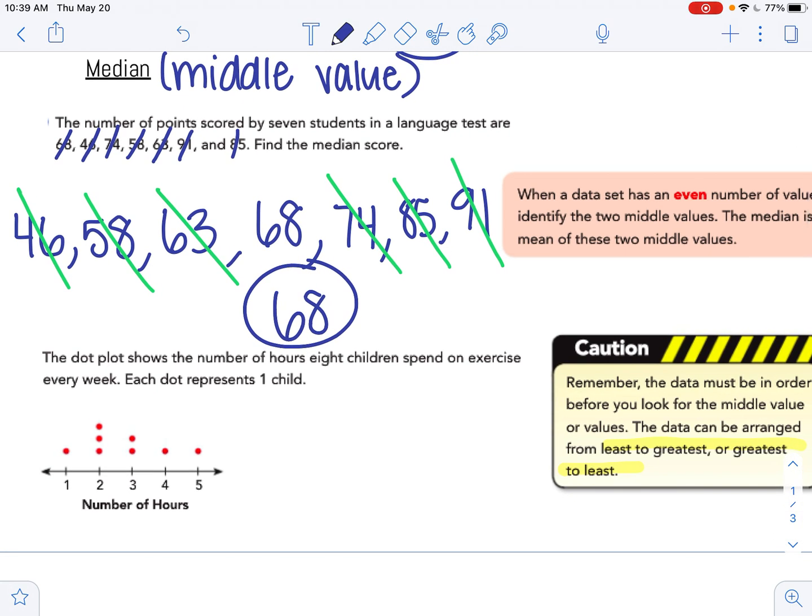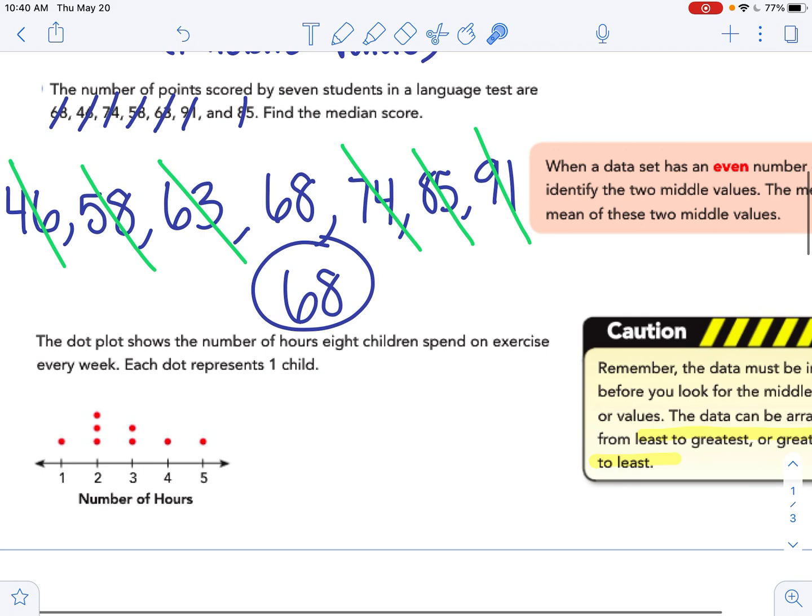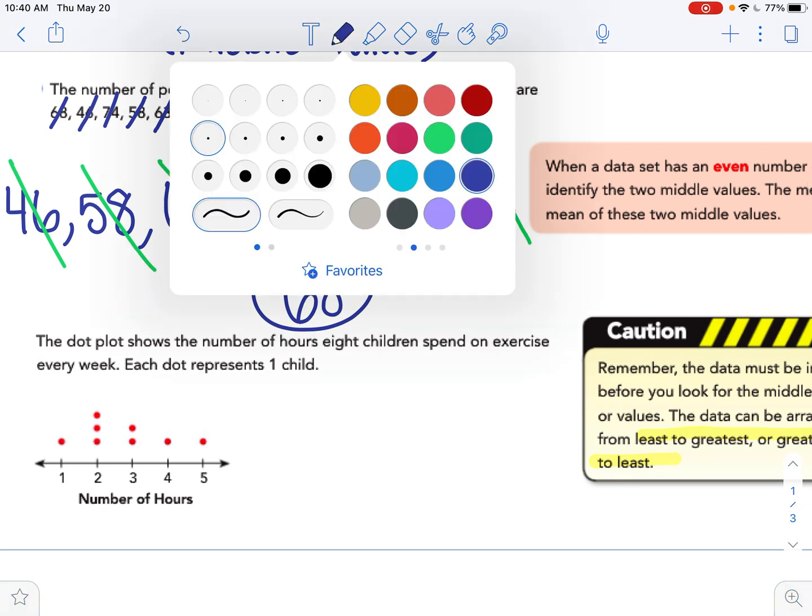Okay, we're going to do a similar idea here in the next problem. However, it's presented to us in a little different way. Right here we have a dot plot. So each dot represents a value, a data point that was collected. So we can still go through and cross off. We're just going to cross off our dots as we go to help us find the median. It's already listed essentially in least to greatest or greatest to least order.